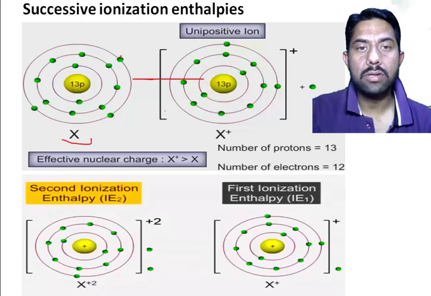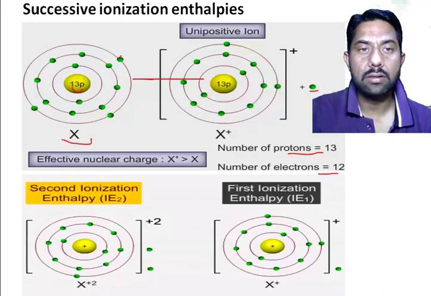Now what will happen to the size of these two? Once there is formation of this unipositive ion, the change takes place in terms of their protons and electrons. In the ground state or neutral state, the atom has 13 protons as well as 13 electrons within. But in this unipositive ion, 1 electron is released. As a result, there will be 13 protons and 12 electrons.